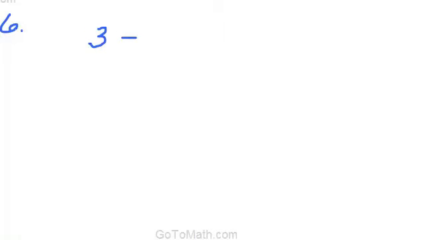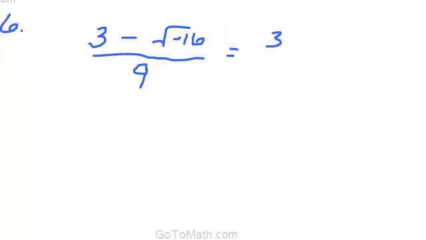3 minus the square root of negative 16 over 9. Okay, so let's go ahead and convert this numerator into the a plus bi form. I guess I'll just do that over here. We've been kind of doing that in our head just a minute ago in the last problem, but I guess I'll go ahead and just work it out here.